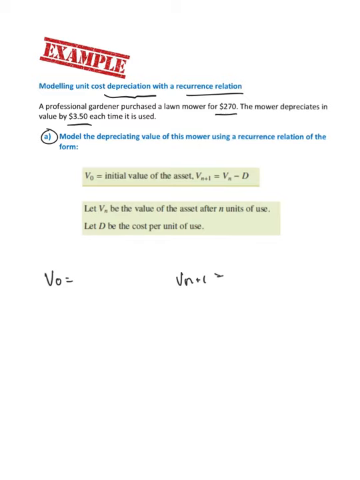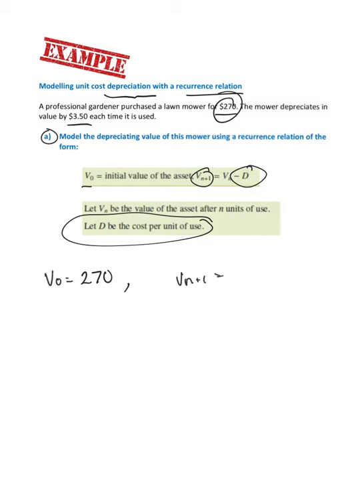Like we discussed previously, V0 is equal to the initial value of the asset, and our rule is equal to the current term minus the difference. Remember, D is per unit of cost. We're not using R over 100 times the initial value. It's just per unit of cost. Let's write out the recurrence relation. V0 was equal to 270, and our rule, Vn plus 1 is equal to Vn minus D, and that was $3.50 per use. So there we have it, our recurrence relation to model this unit cost depreciation.